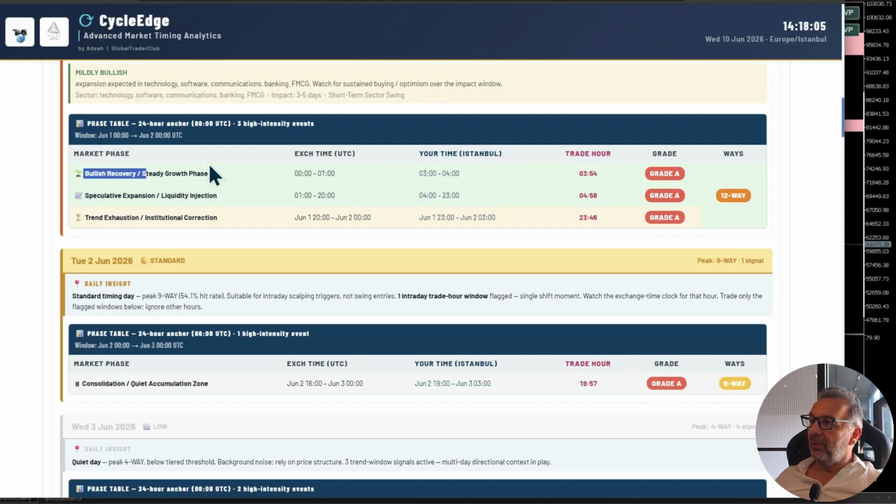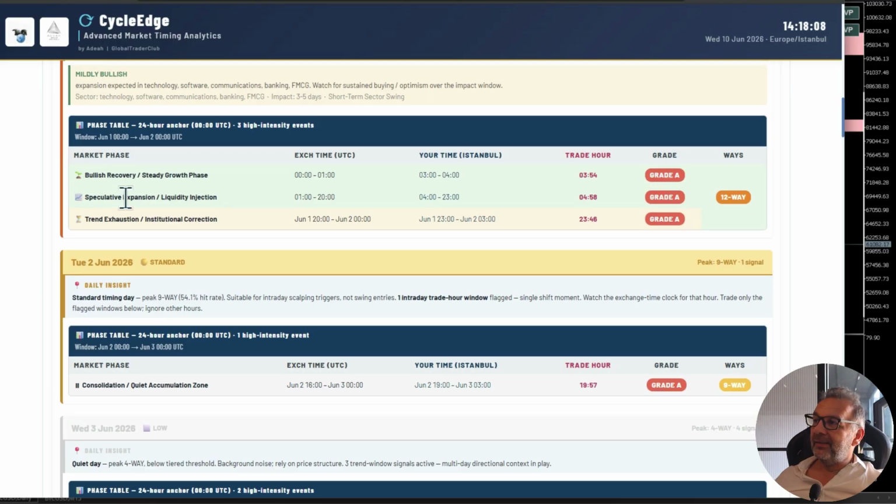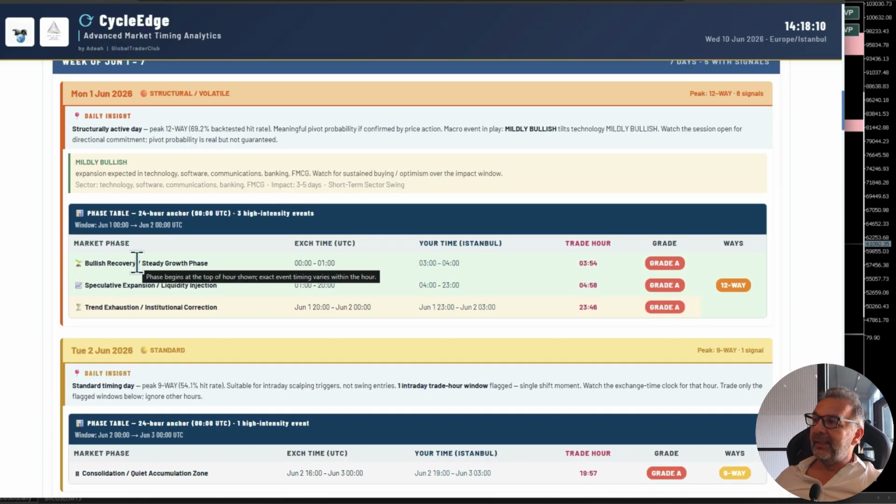So mindful of these market phases, bullish recovery. It doesn't have to be bullish because the sector is technology and software communications. All right, so be mindful for that one. But it's giving me 3 trade hours, and it's giving me a heads up. It's saying, listen, today is structurally volatile. Okay, macro event in play, mildly bullish, tilts technology. It doesn't say crypto or Forex. Okay, so macro event in play is important though.